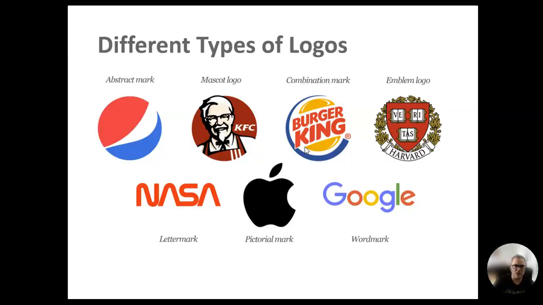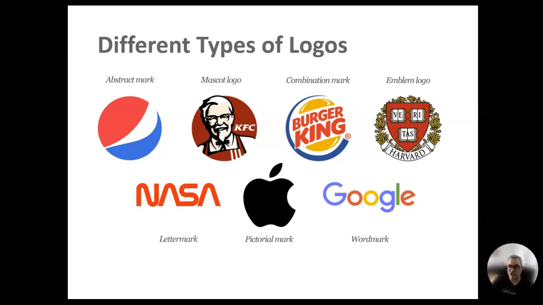Now, there are different types of logos. There's actually 7 specifically. There's the abstract mark, which is a specific mark that's designed for that experience itself, so people recognize it as its own entity, much like Pepsi's logo with a circle with the 3 color swashes in there. Then you have a mascot logo, which has a mascot on the front of it, much like Ronald McDonald and McDonald's, or the Colonel from Kentucky Fried Chicken.